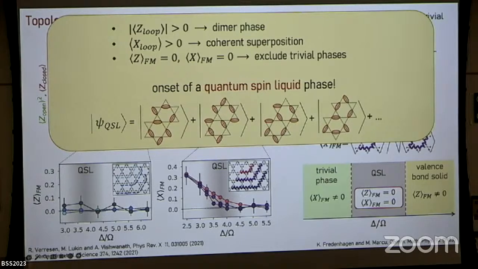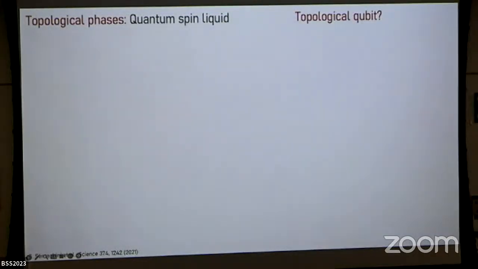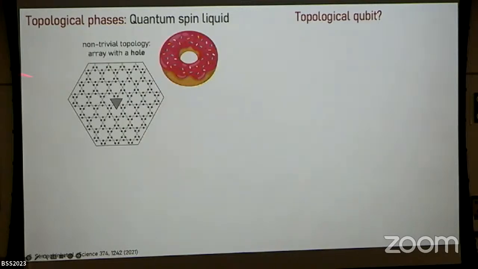I don't have a lot of time, so were there other questions? Okay, I'll try to speed up. I wanted to show you that now that we have this quantum spin liquid, you can try to use it to make a topological qubit. What do we need to do for that? You've seen the toric code is usually on a torus. In our case, we want to have something with interesting topology. So we basically have a torus or a donut in 2D. What we do is just add a hole in the middle.